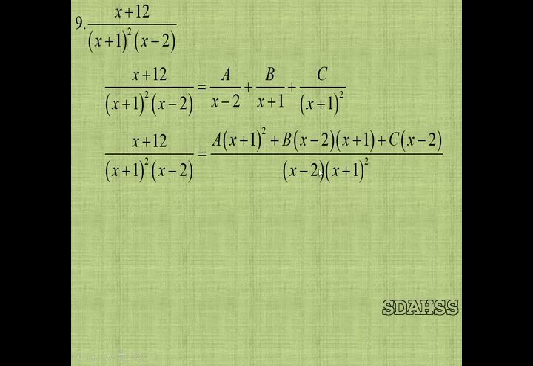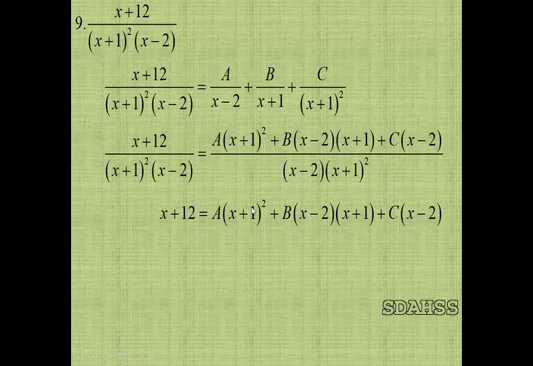Now cancel the denominator, so remaining you have x plus 12 is equal to a into x plus 1 whole square plus b into x minus 2 into x plus 1 plus c into x minus 2.